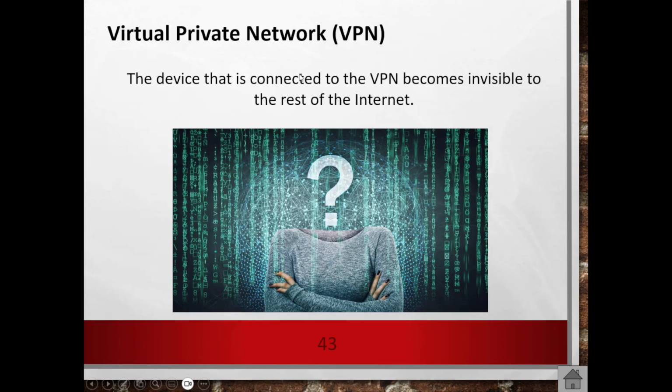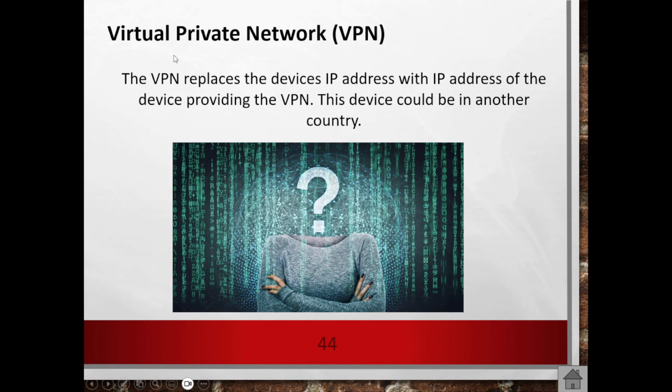Now, the device that is connected to the VPN then becomes invisible to the rest of the internet. So sometimes you'll find on your PC when you have a VPN running, it can actually cause a bit of a conflict with whatever else you want to do on the internet. Because the VPN replaces the device's IP address with the IP address of the device providing the VPN. Now remember the IP address, this is your unique address on a network or on the internet. This device could be in another country. So just know what the VPN is.